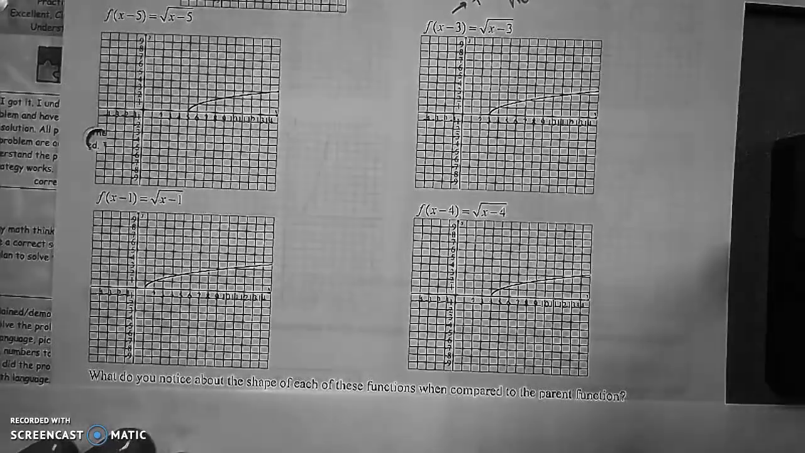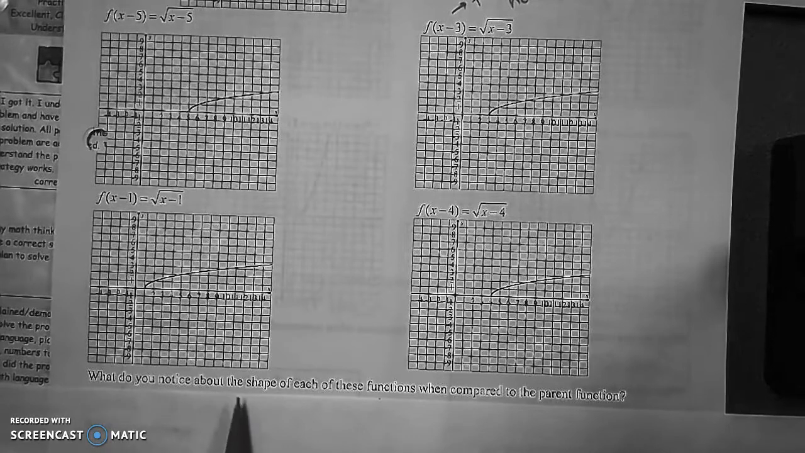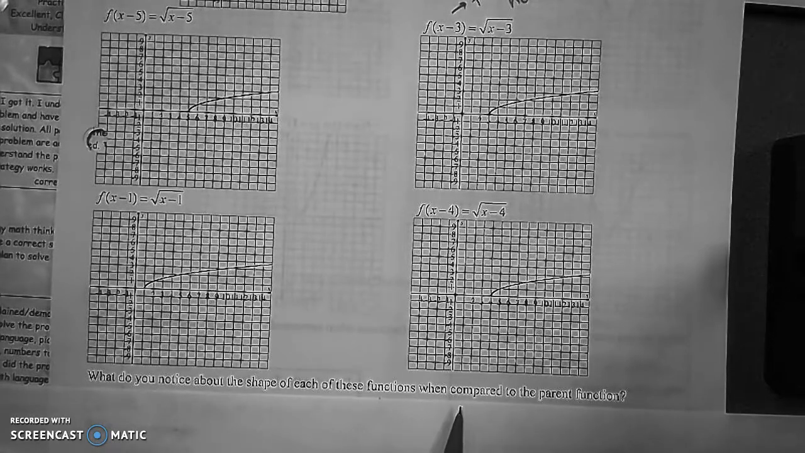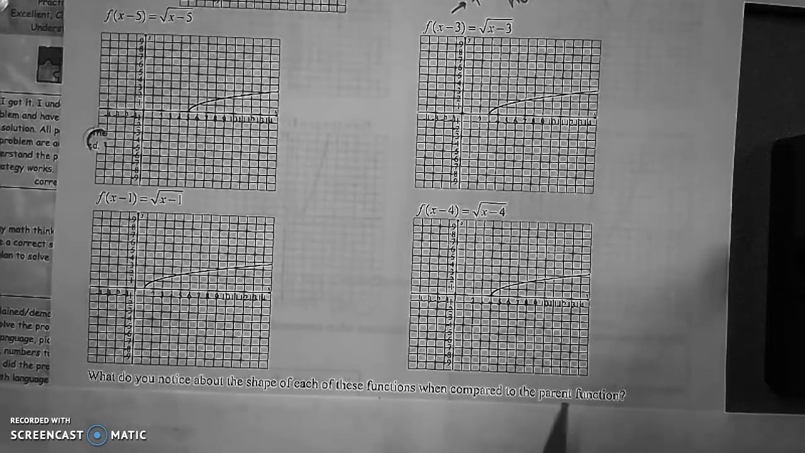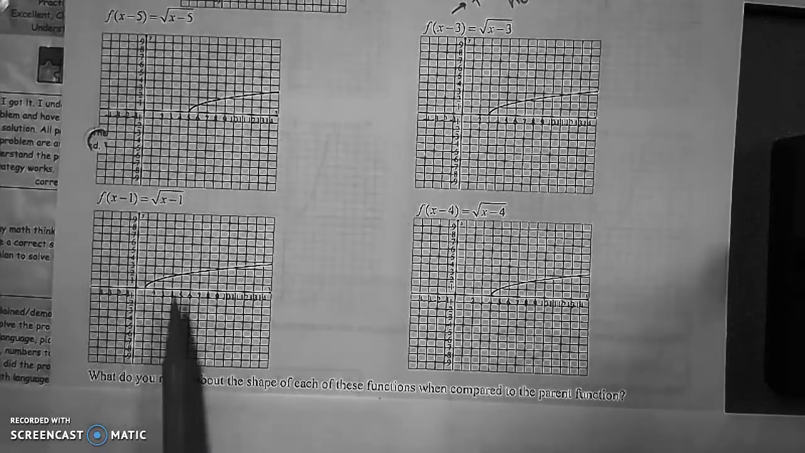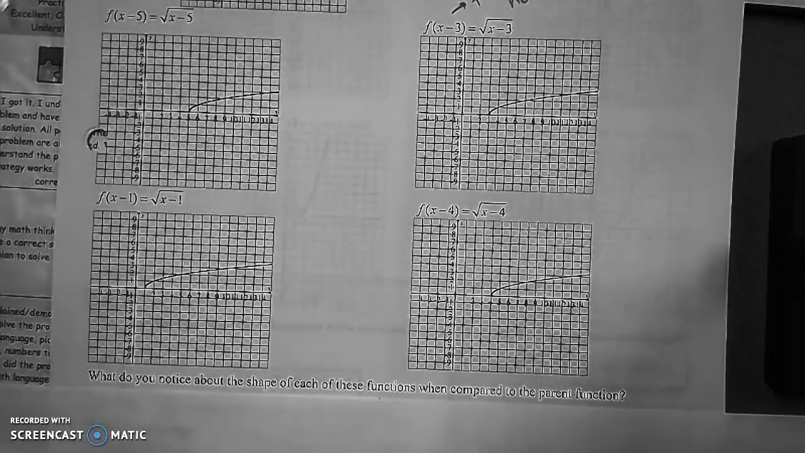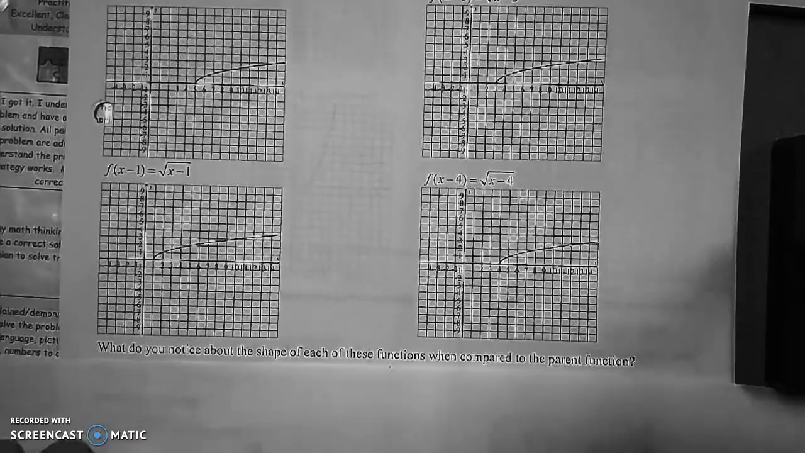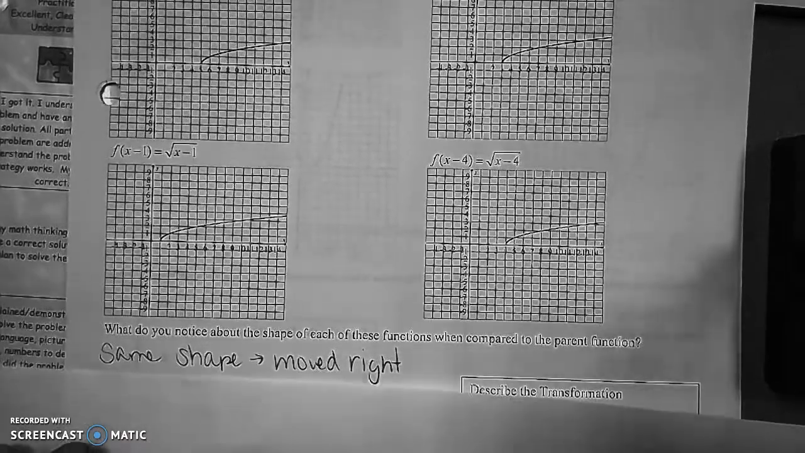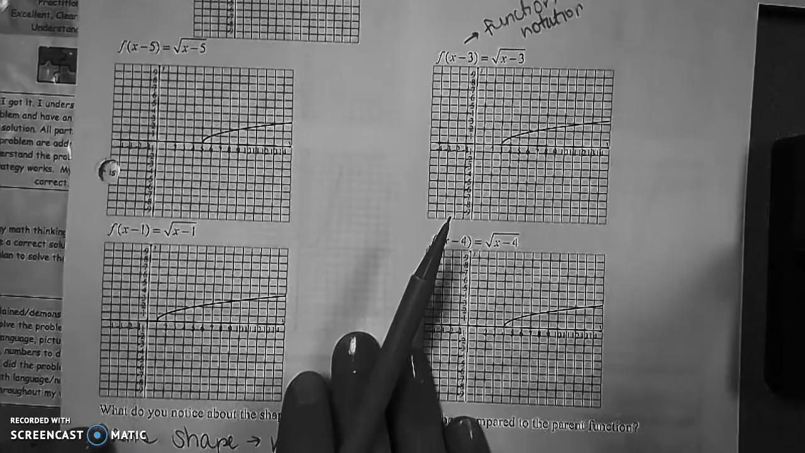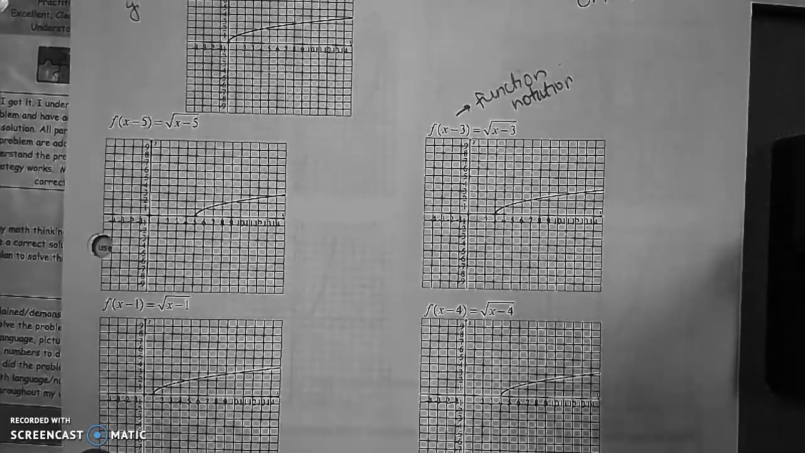So let's look at this first problem. It says, what do you notice about the shape of each of these functions when you compare it to the parent function? And you're taking each graph and always going back to the parent function at top. And so what you should have said is that the shapes stayed the same. But what happened is that they were just shifted or moved right. Now, we can go back and talk about how many units these were moved right.